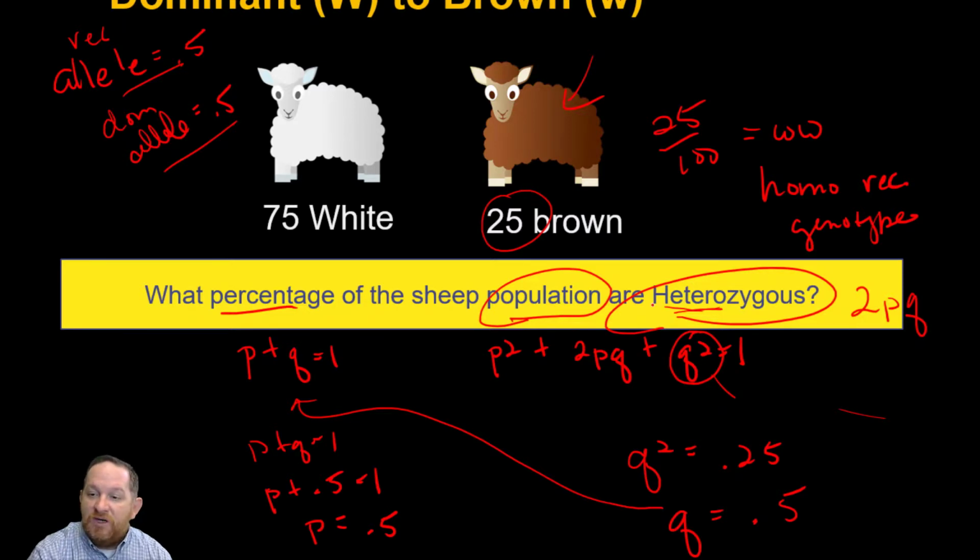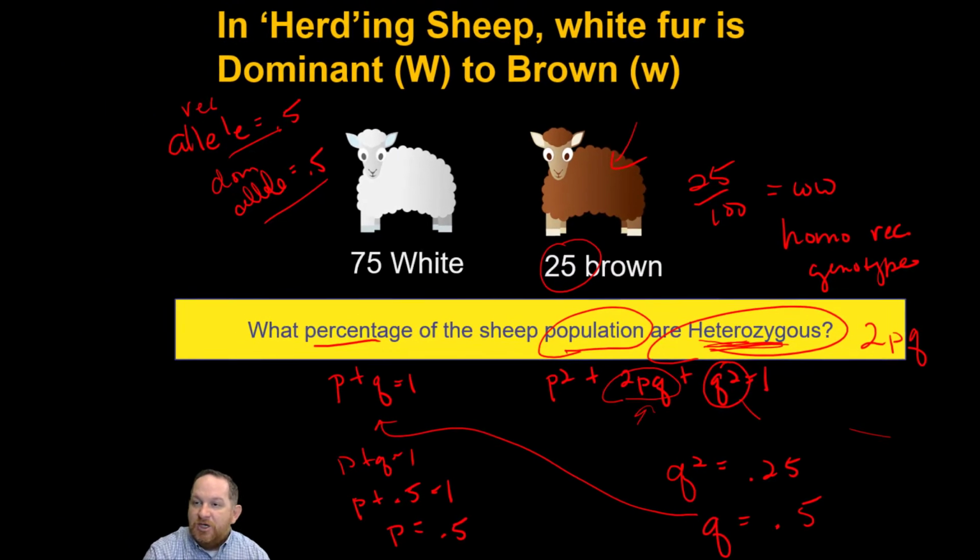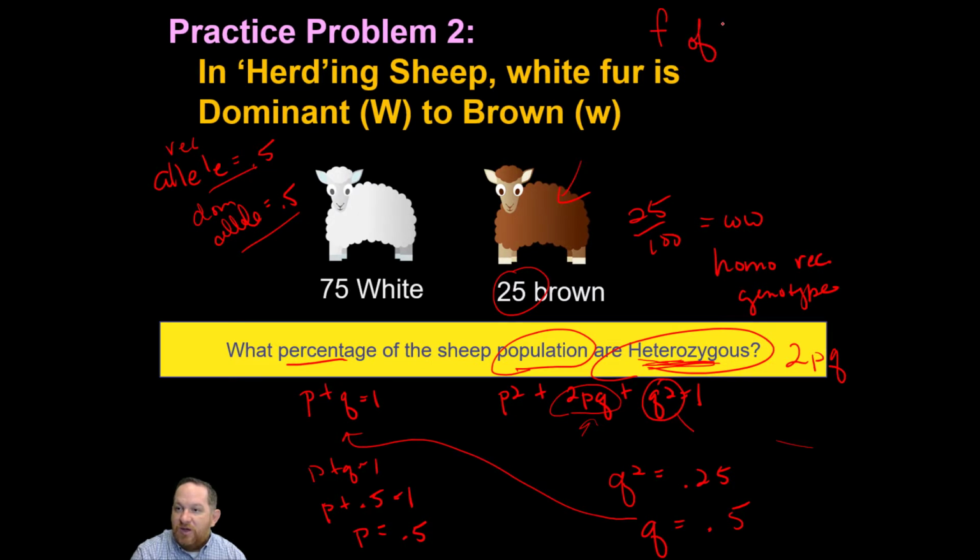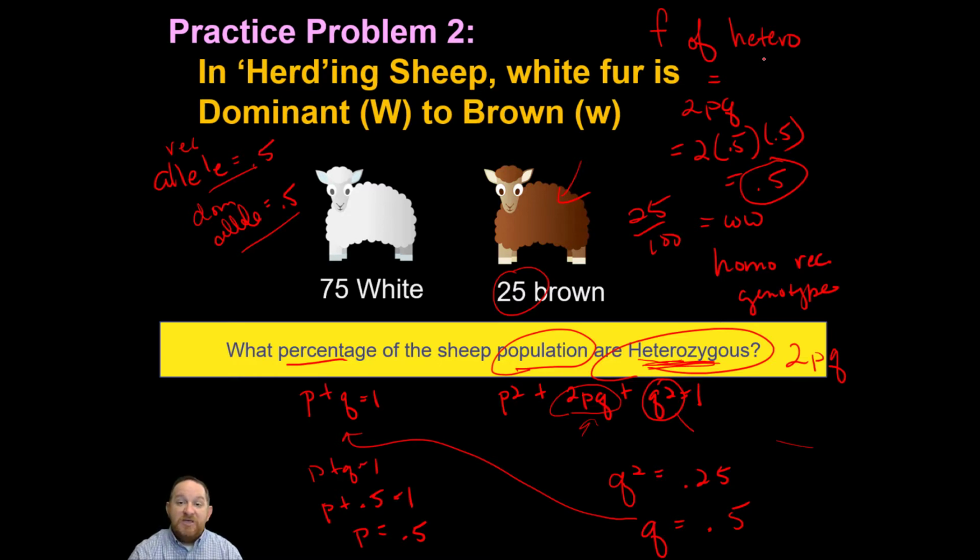But in this example, what we're wanting is the frequency of the heterozygotes. So what we've got to do is remember back to our genotype equation. 2pq is the heterozygote frequency. So let's come up here. So the frequency of heterozygotes is equal to 2pq, which is equal to 2 times 0.5 times 0.5. So to me, that looks like 0.5 or 50%. So 50% of these sheep would be the heterozygous phenotype. Okay? So hopefully this helped you solve some of these problems.